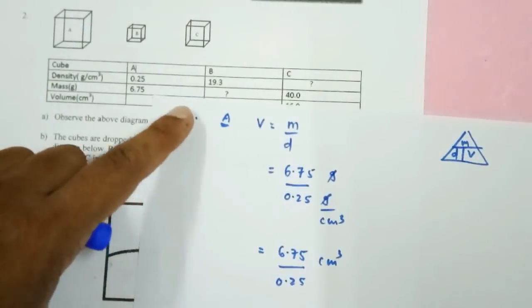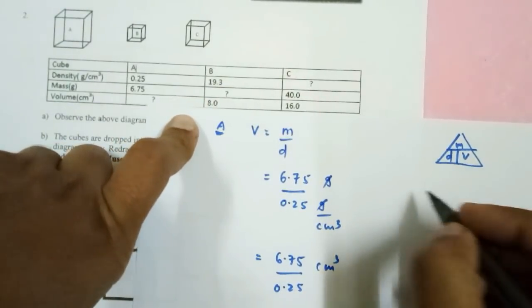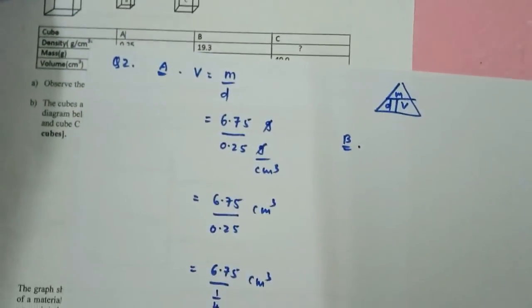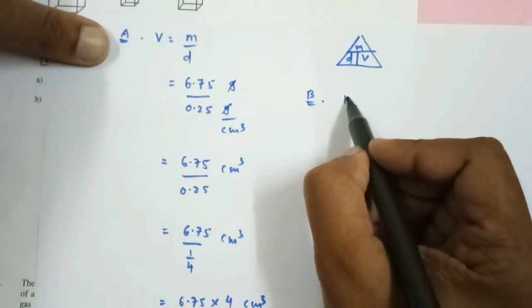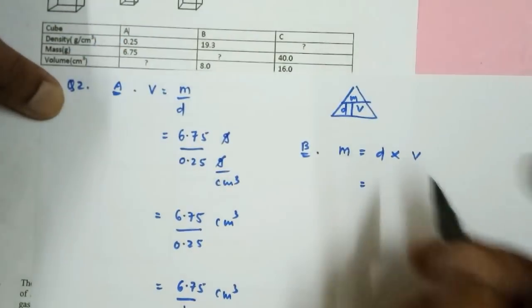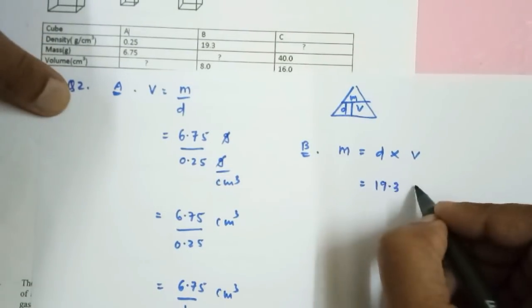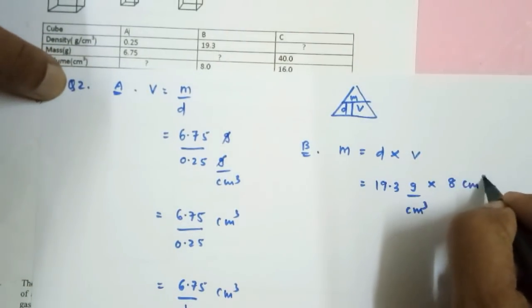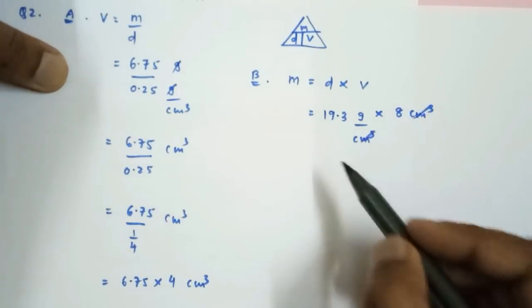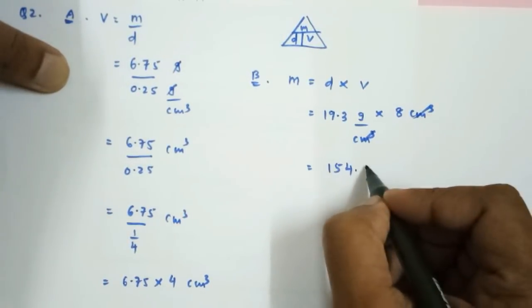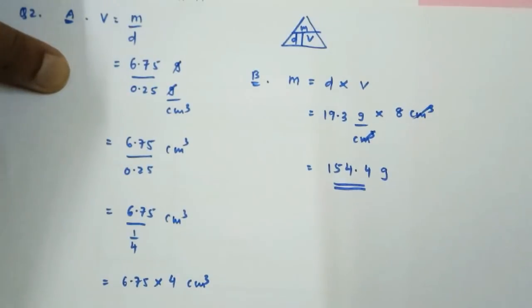Now for B part, they are giving us the density and volume. So we are supposed to find out the mass. So from again this triangle, mass can be written as density into volume. Density is given as 19.3. Volume is given as 8 centimeter cube. So if I multiply, these two get cancelled, and 19.3 multiplied by 8 is 154.4 gram. This is our answer.